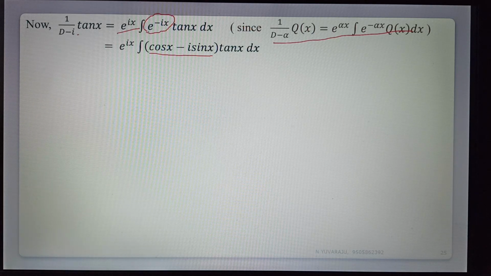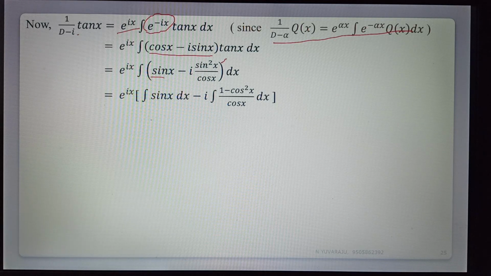The e power ix is equal to cos x plus i sin x, so e power minus ix is cos x minus i sin x. That is equal to e power ix integration of tan x, which can be written as sin x by cos x. Tan x is equal to sin x by cos x. Here multiplying both, cos x into tan x, cos cancels, so sin x minus i sin x into sin x, sin square x by cos x, into dx.